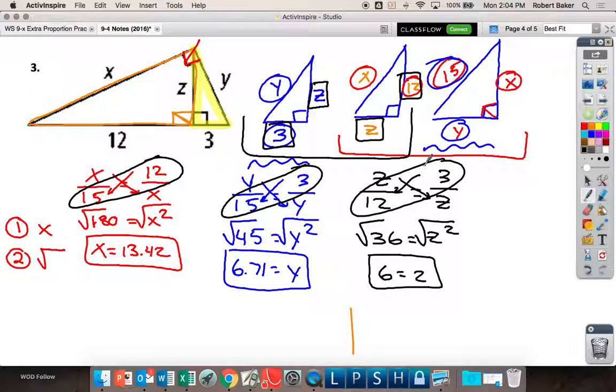The reason that always works is it's a thing called the geometric mean. There's two questions on your test that ask you to find the geometric mean.